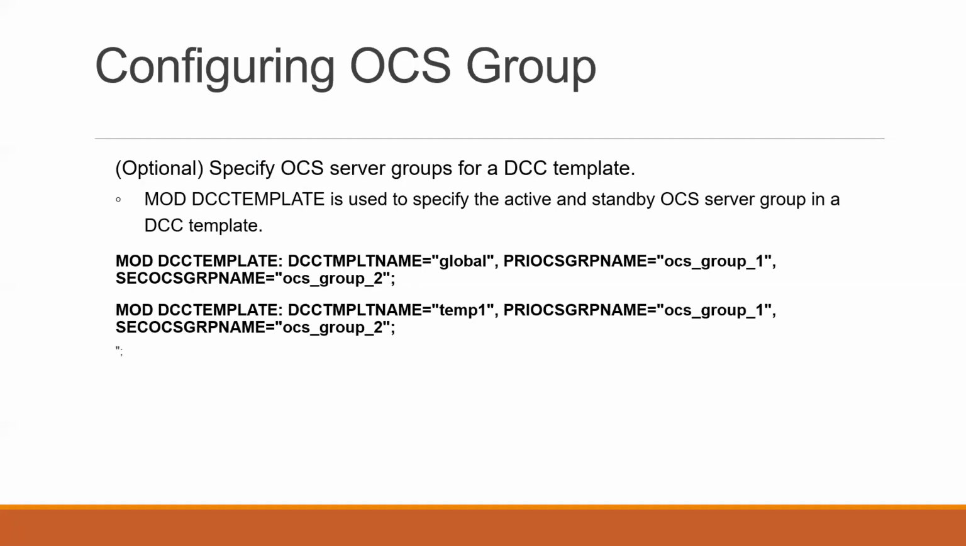Right? So how to configure an OCS? This is a DCC template, and in the DCC template you are assigning the primary OCS group name and the secondary OCS group name. If it's selected based on the DCC template, the primary OCS is this one. If the service cannot be provided by this, then the service will be provided by OCS group 2, which is the secondary. This is for the global DCC template, and this is for a user-defined DCC template.